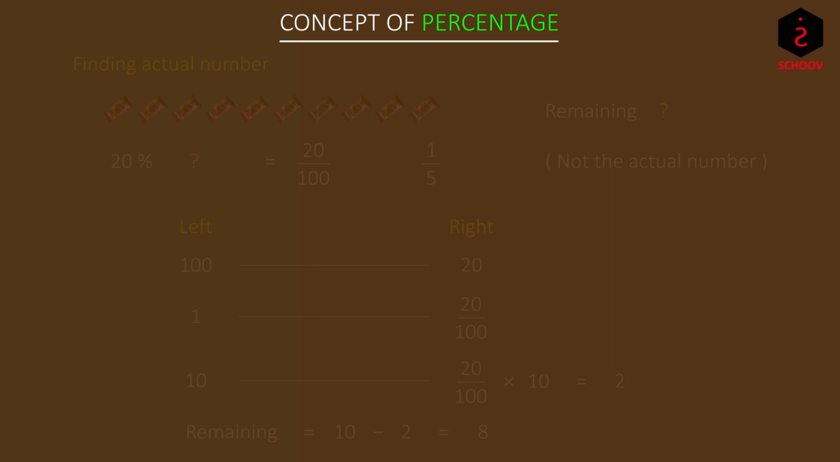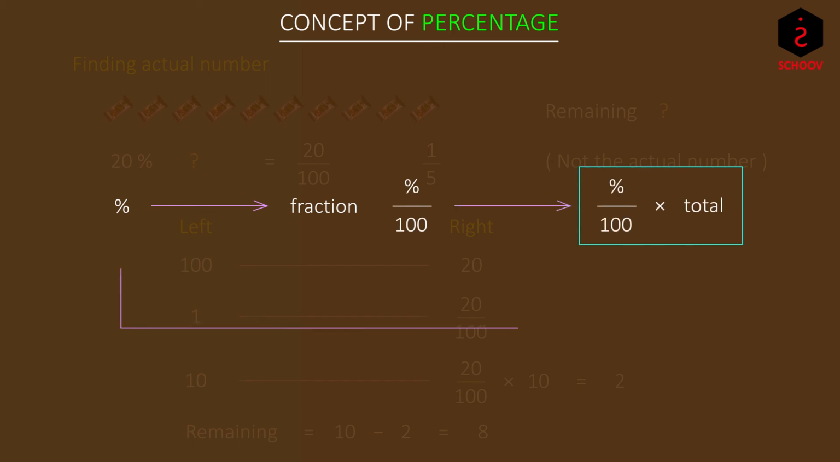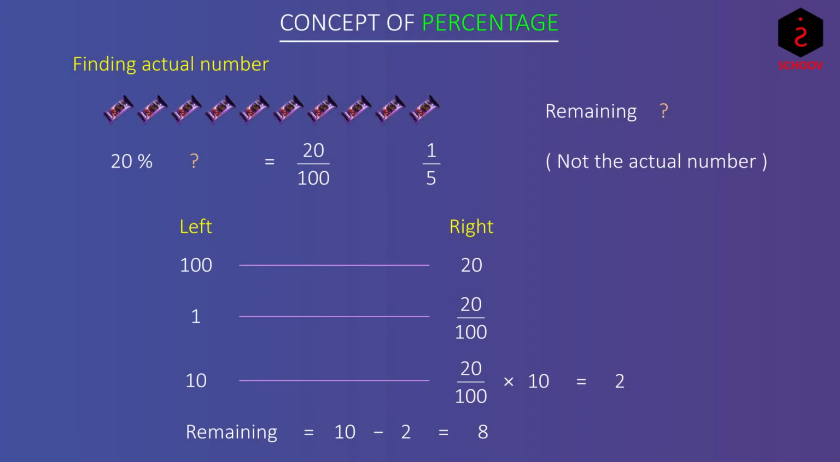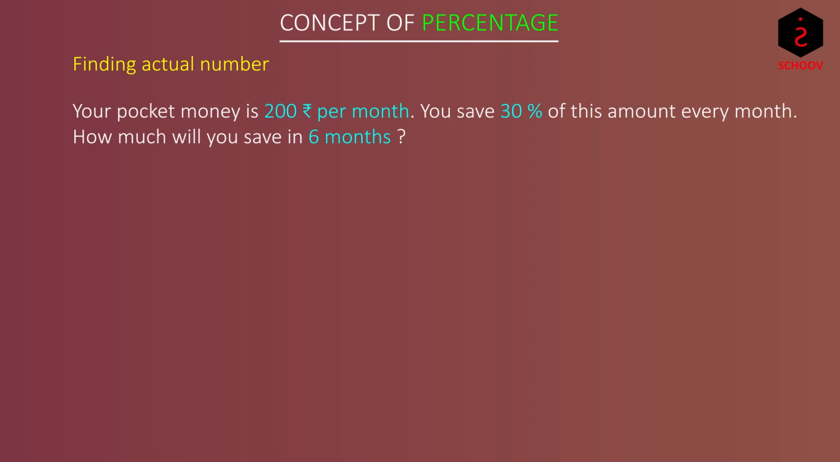So to find the actual number, convert the percentage into a fraction by dividing by 100 and then multiplying the fraction with the total number. Let's try another question. Alright, so in any question, first always look for what you have to find. Here, the last line says, how much will you save in 6 months? Okay, but save what?